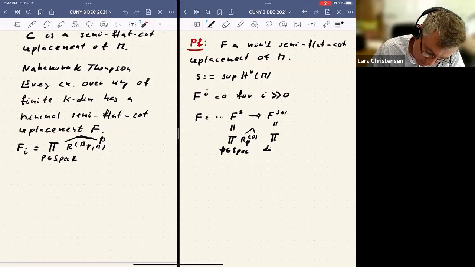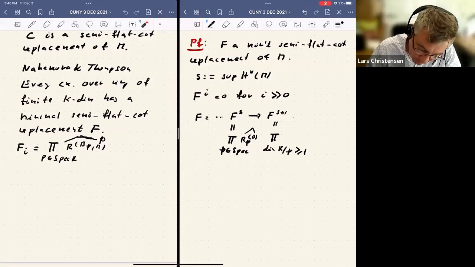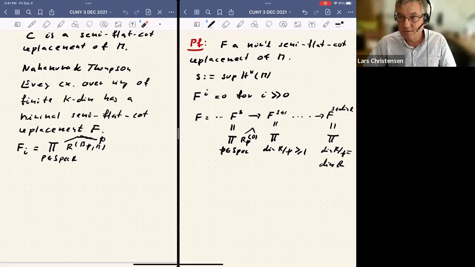Now it's only a product over the primes where the dimension is at least 1. And it just continues like this, and you end up in degree S plus the dimension of R. And there, all you have is a product over p's where the dimension of R mod p is the dimension of R. So that's what it looks like. So they have a description of the tail.